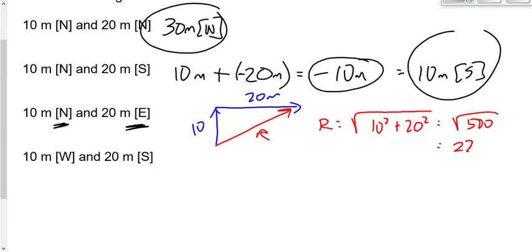We get 22.36, which by rights we should round to 22 meters. There we go. 10 plus 20 is equal to, well, according to these rules of vector addition, 22. But we also do need an angle. We'll worry about that angle later on. We won't sweat that right now.